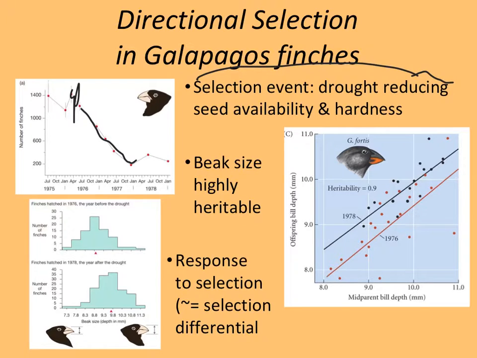Now, to show heritability, this is the midpoint bill size, and this is the offspring bill size, and you see that there's heritability of 0.9 out of 1. So it's highly heritable. In other words, you inherit the beaks that you get from your parents.